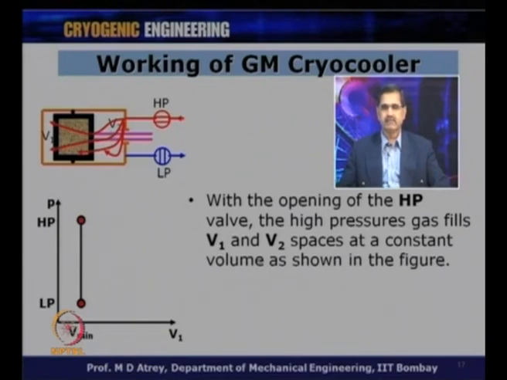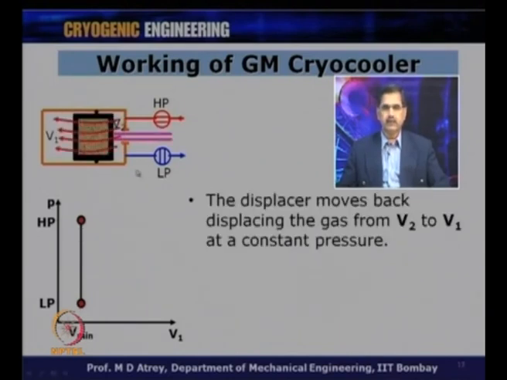So, the gas fills the V1 and V2 spaces at constant volume, and therefore, the V1 pressure will suddenly go from LP to HP, all right. It was initially assumed to be at LP, it will go to HP, and the volume remains at V minimum only. After some time, the displacer will move. The displacer moves back on the right side, and therefore, it will let the gas in the regenerator and the V2, everything, move into V1.